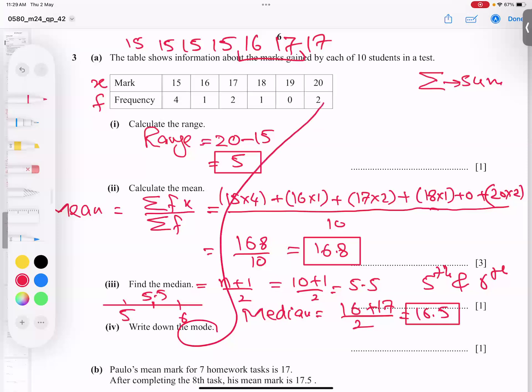What is the mode? Repeating number. 20 repeats 2 times, 19 repeats no time, 18 repeats 1 time. Which number repeats a maximum? 15 repeats 4 times. So some students write 4 is the mode. Wrong. 15 is the mode. Logically, whichever number repeats, that we must write.